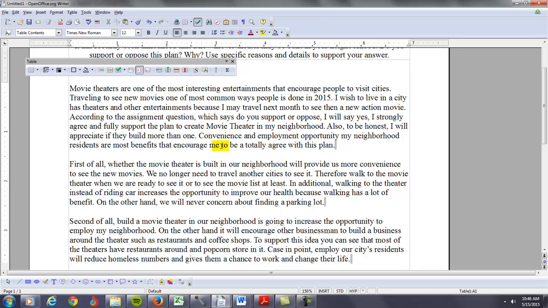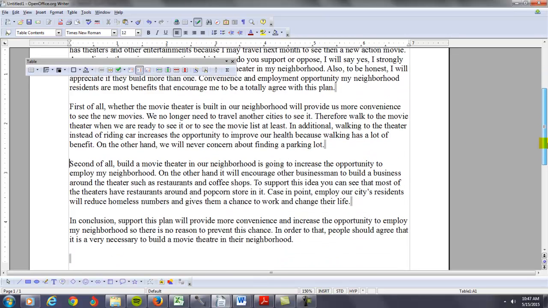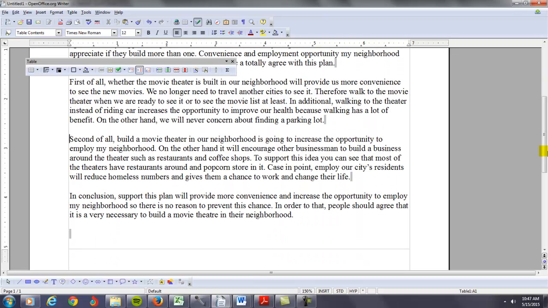Okay, now we want to take a look at one of your paragraphs from an editing standpoint. Let's go to your third paragraph. So I think you're having problems with sentence formation. That's partly a problem, and you're having some problems with this "on the other hand." You use this quite a few times, but I'm not sure that you're using it correctly. So, second of all, you'll say "building." You need a gerund. Building a movie theater in our neighborhood.